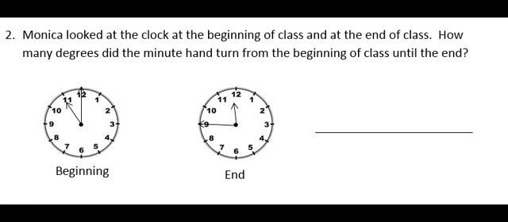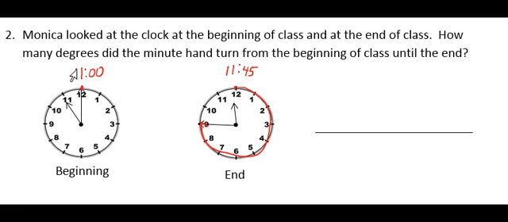The next question says, Monica looked at the clock at the beginning of class and at the end of class. How many degrees did the minute hand turn from the beginning of class until the end? So the beginning of class we can see is at 11 o'clock. The end of class is 11:45. So that means the minute hand started at the 12 right here, and the minute hand went 3/4 of the way around the circle.